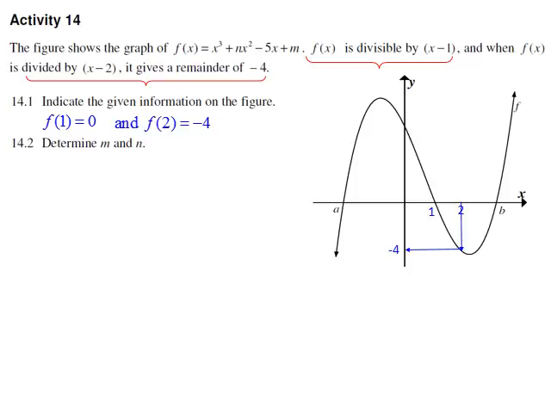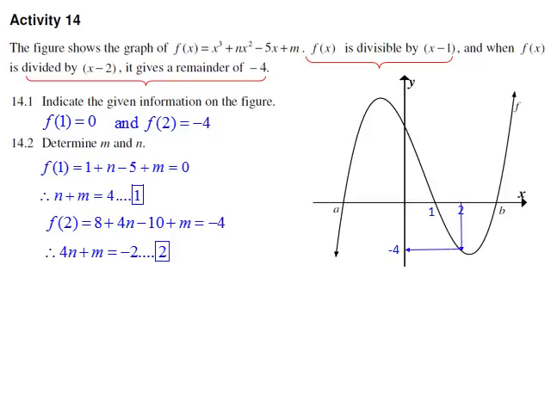In 14.2, we are now asked to determine m and n. If we use the fact that f(1) is equal to 0, calculate f(1) and equate it to 0, it gives me the equation that n plus m is 4. If we take that f(2) is negative 4, and evaluate f(2) and equate it to minus 4, we get that 4n plus m is equal to negative 2.